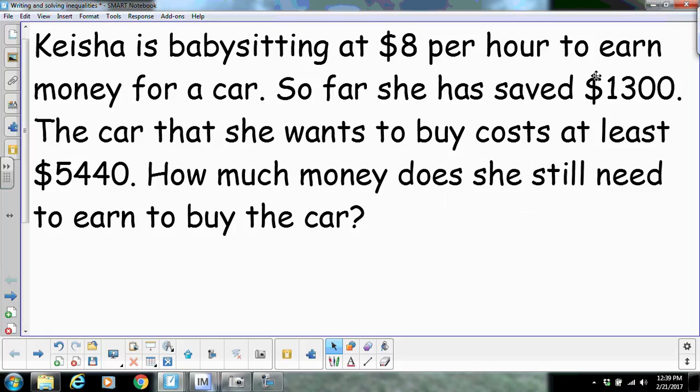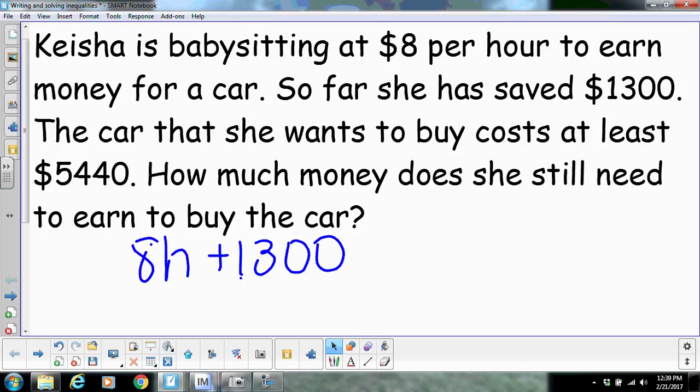Okay, so we know she makes $8 per hour, correct? Okay, what else do we know? What does she have currently? So we can add the $1,300 that she has to that. All right, and then how much is the car?